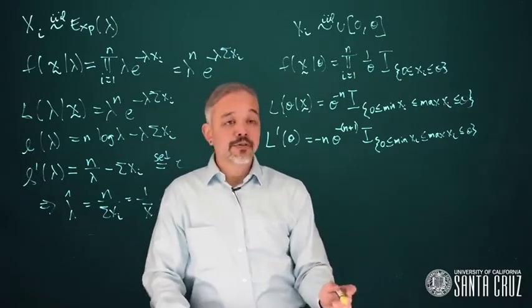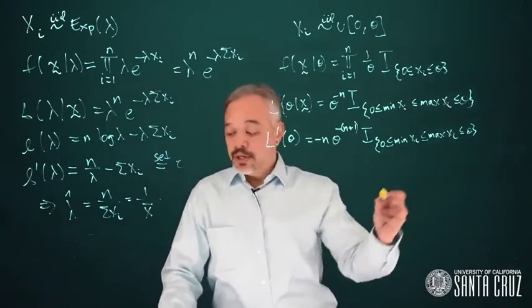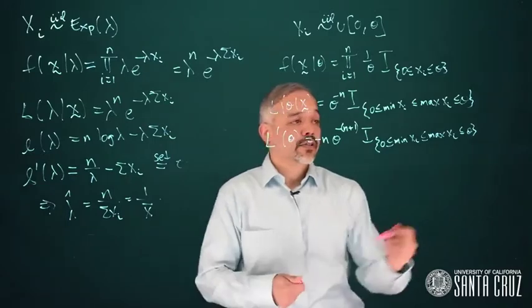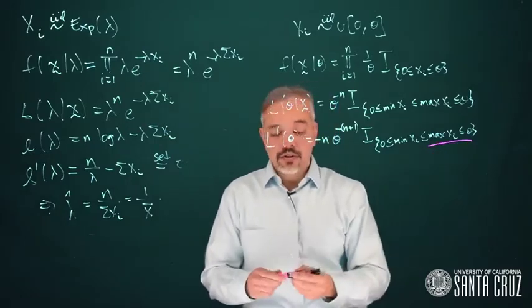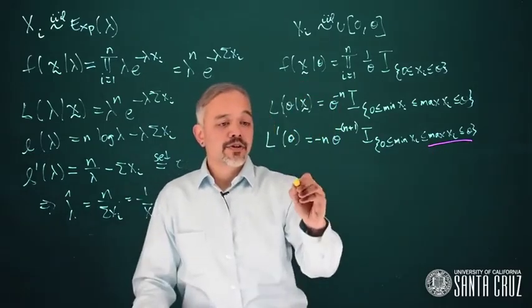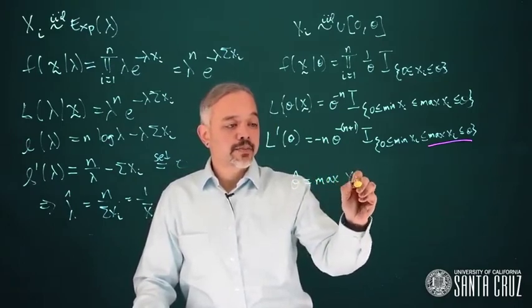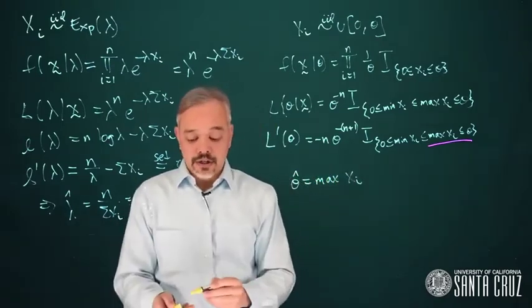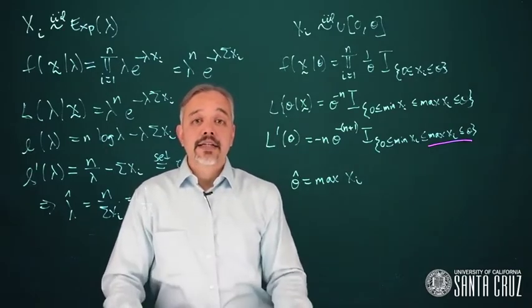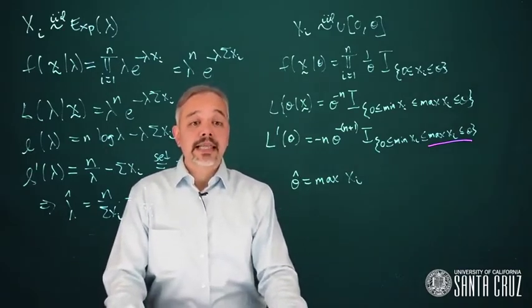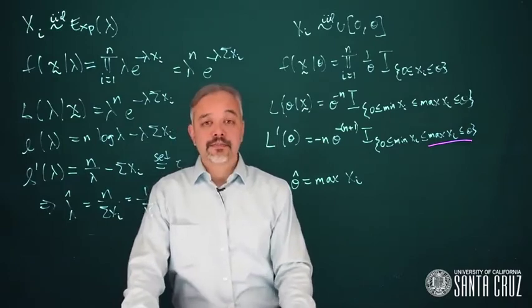What's the smallest possible value of theta we can pick? Well, we need in particular for theta to be larger than all of the x sub i's. And so the maximum likelihood estimate is the maximum of the x sub i's. We find the largest value of our data, and that's the smallest possible value theta could be, and that's our maximum likelihood estimate.